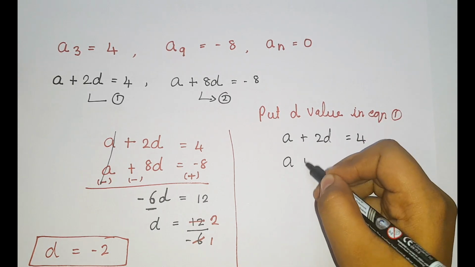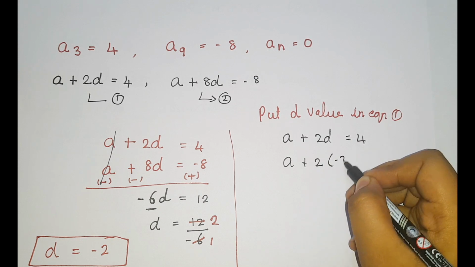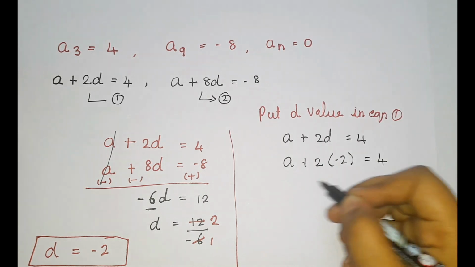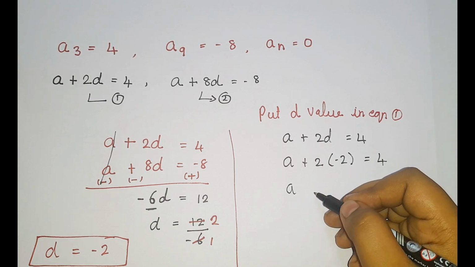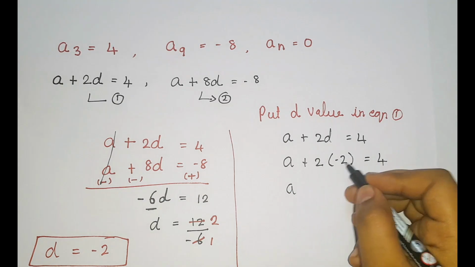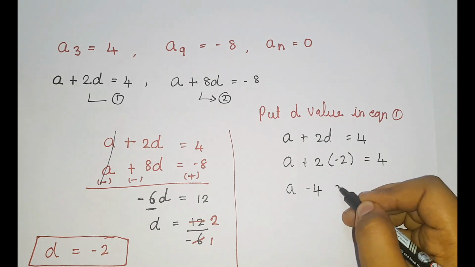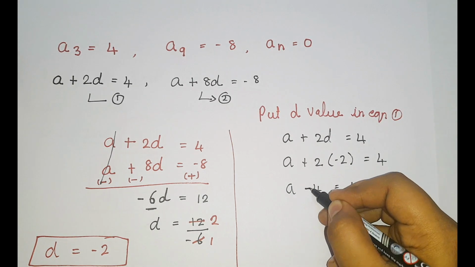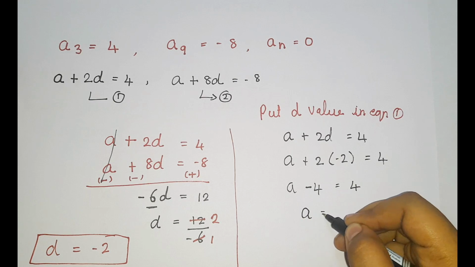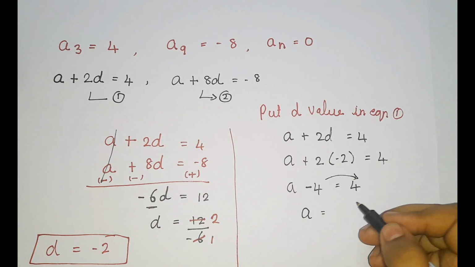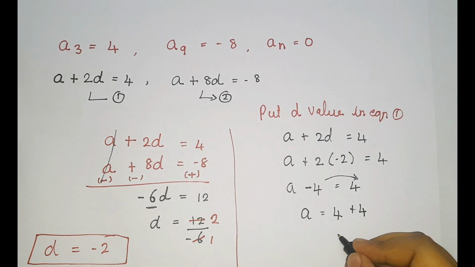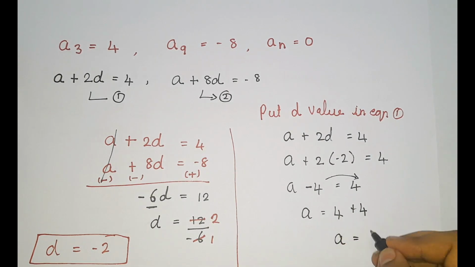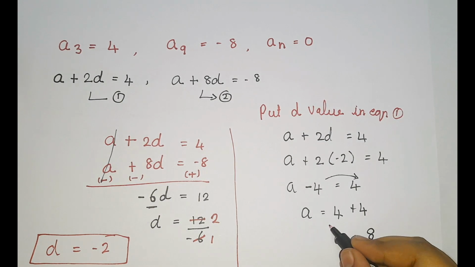So a plus, the d value is minus 2, is equal to 4, and 2 twos are 4, isn't it? And plus into minus is minus 4, so a minus 4 is equal to 4. Then a is equal to, minus 4 when it goes to this side changes into plus 4, so a is equal to 4 plus 4, which is 8. So this is the a value.